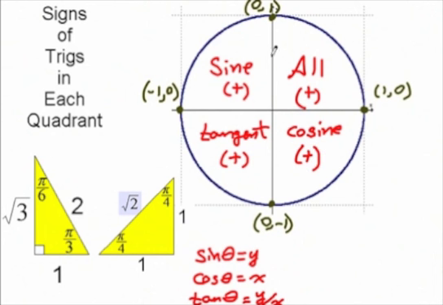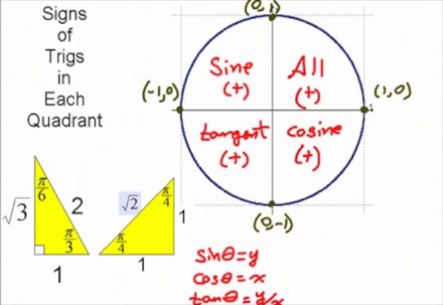The easy way to remember this is a little acronym, and it goes: All Students Take Calculus. When I say students, I mean sine, and that's the only one that is positive there. So if you have an angle in the second quadrant, the value of the sine of the angle is going to be positive, the value of the cosine is going to be negative, and the value of the tangent is going to be negative also. So that's where this comes in handy.